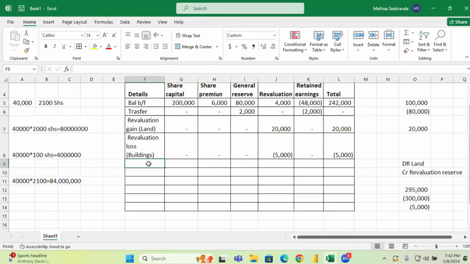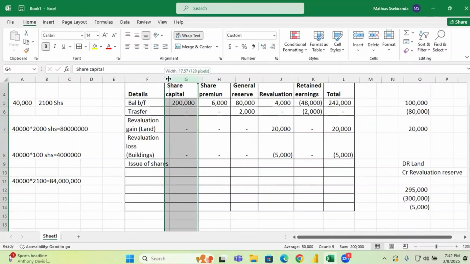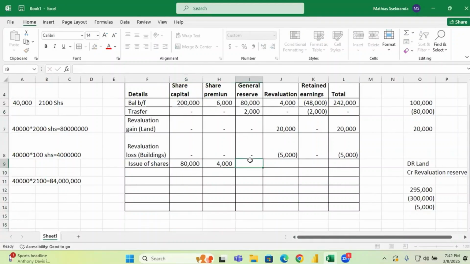So you come here and say issue of shares. Then under share capital, we have 80,000. Remember, we are chopping off 3 zeros. And under share premium, we have 4,000. Then we shall have our total as 84 million. Guys, any questions about this computation of issuing of shares?